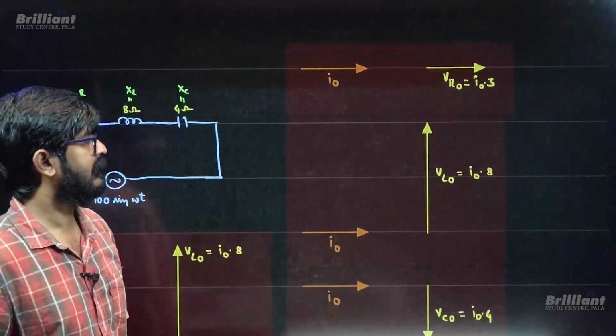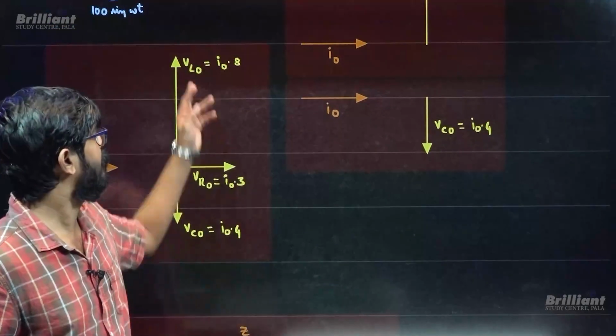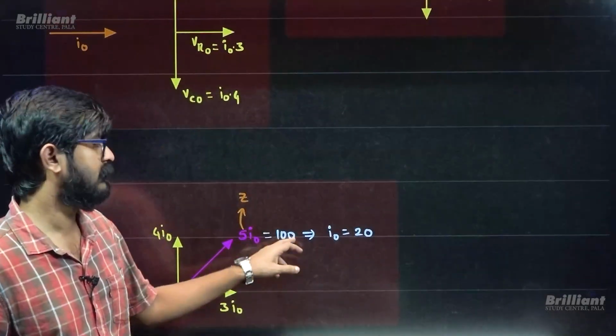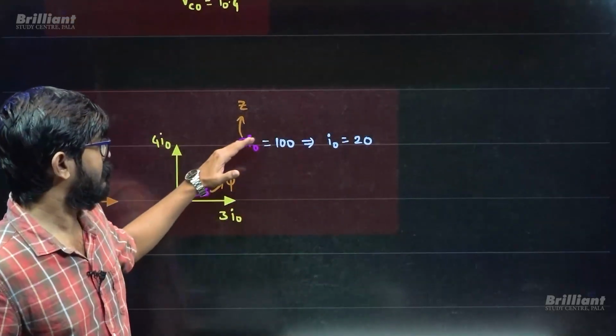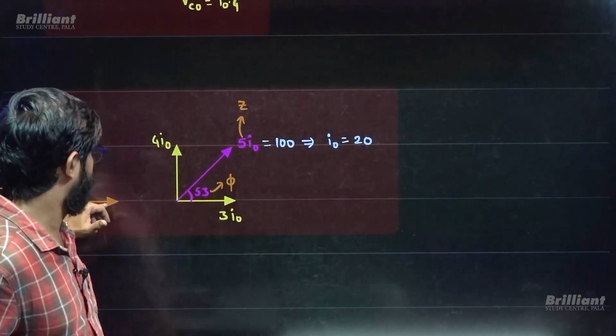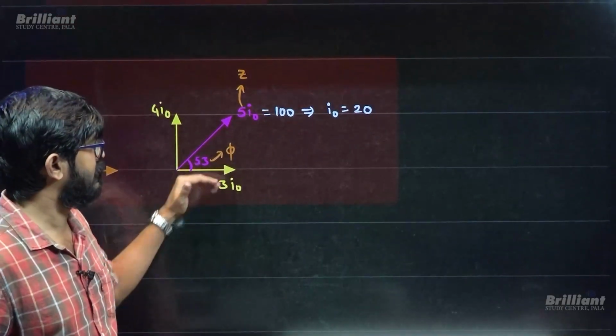You will be drawing the phasor diagram, and you will be clubbing all the three figures, making one phasor diagram, and you will be finding the resultant voltage and equating it to the source voltage. Now you got I naught, but this is the resultant voltage. Resultant voltage is making an angle of 53 degrees with the current. So current is lagging the voltage by 53 degrees.